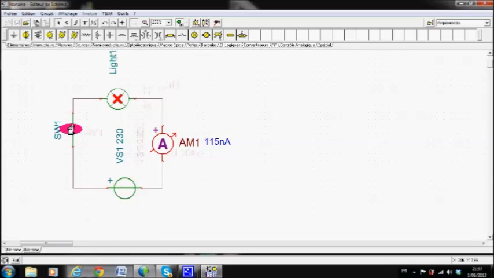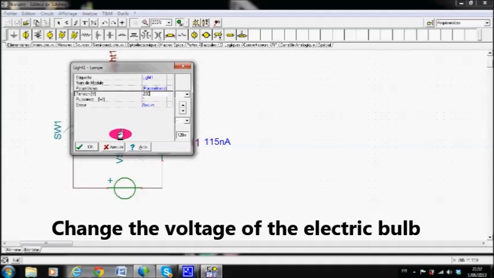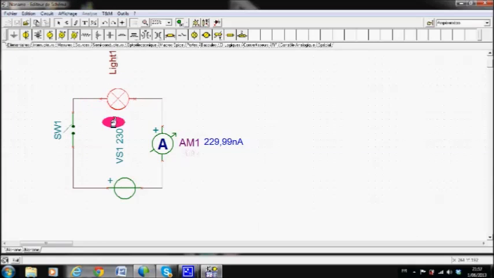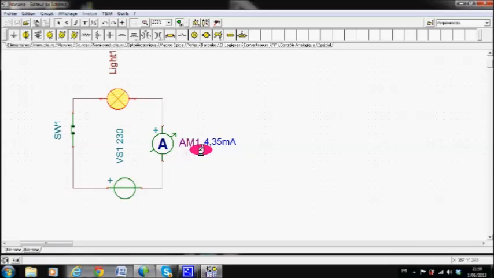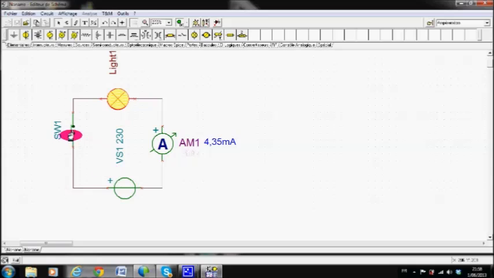Okay, there's a problem. What do I have? I have to change the voltage of my bulb here. My voltage is 200. The voltage rating of my electric bulb is 230 volts. Now I simulate, and I have brightness, and the value of my ammeter is 4.35 milliamps. This is very simple to use and to simulate whether I have a good circuit or not. I have the brightness of my light.